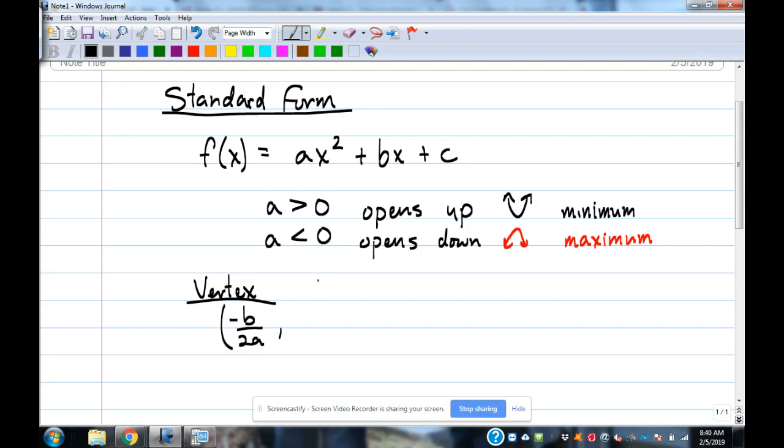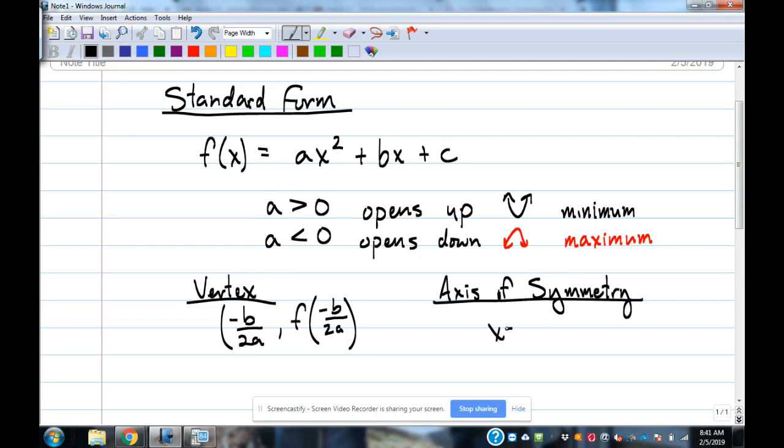But how do you find the y value for the vertex? Plug that in. So f of negative b over 2a. And depending on what a is, that vertex is a maximum or minimum. So if a is positive, then that vertex is going to be a minimum. If a is negative, then that vertex is going to be a maximum. So we need to know those things. We'll go ahead and write down that axis of symmetry stuff since we know it. Things we know about parabolas already.